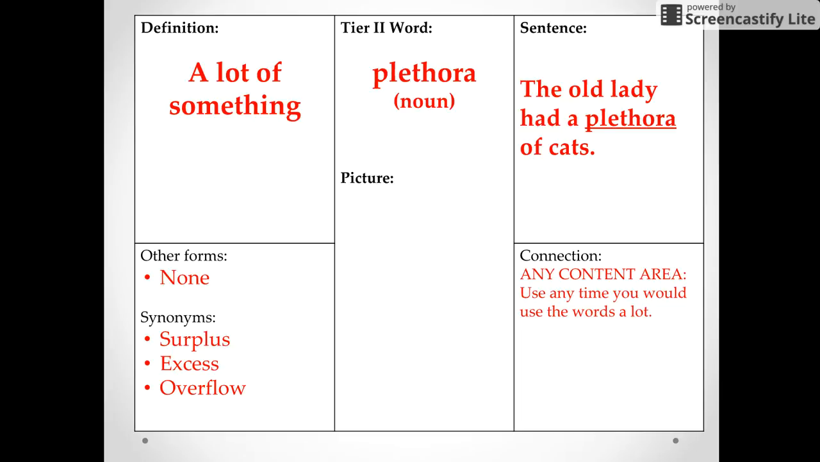Plethora will probably be your new favorite word. This is a noun, and it basically means a lot of something. So the old lady had a plethora of cats. Anytime you can use the words a lot, take out a lot, okay, and throw in plethora. There are no other forms of this word. Synonyms would be surplus, excess, or overflow. But really at this point, a lot should probably leave your vocab and you should throw in plethora instead. Use it any time, for any content area. Anytime you want to use the words a lot, use plethora.